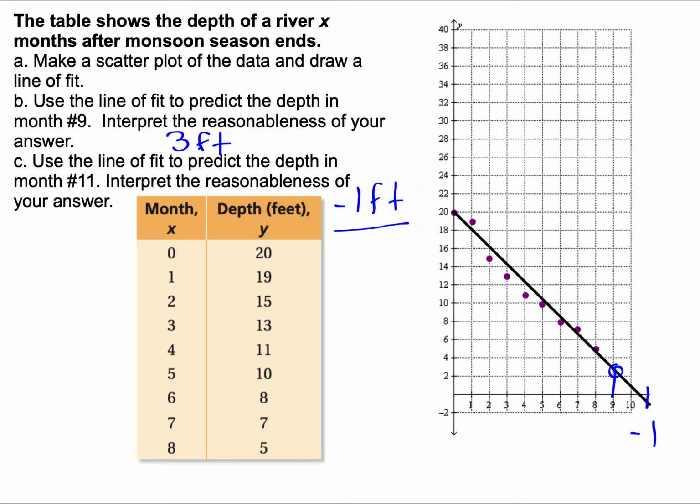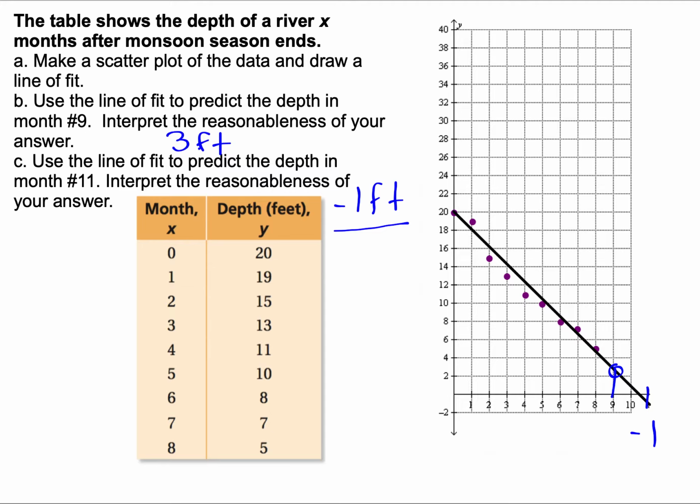You can't have -1 foot of water. When it's dry, you get 0 feet. There is no negative feet of water in a river. So that doesn't make sense. It's not going to get below 0. So this linear model does fall apart after it goes to 0.